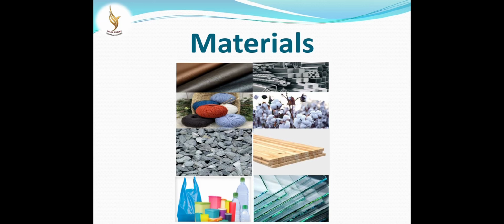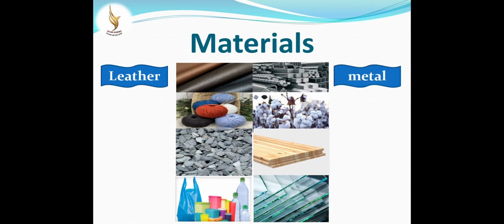This unit is talking about materials. We have many materials as you see in the pictures. The first one is leather. Leather is a material that comes from skins of animals and it's used to make wallets or bags. The second one is metal. Metal is a hard material like gold, silver, iron, and it's used to make cars, planes.